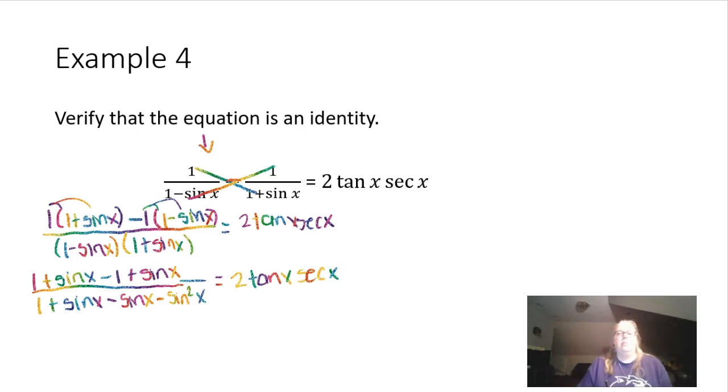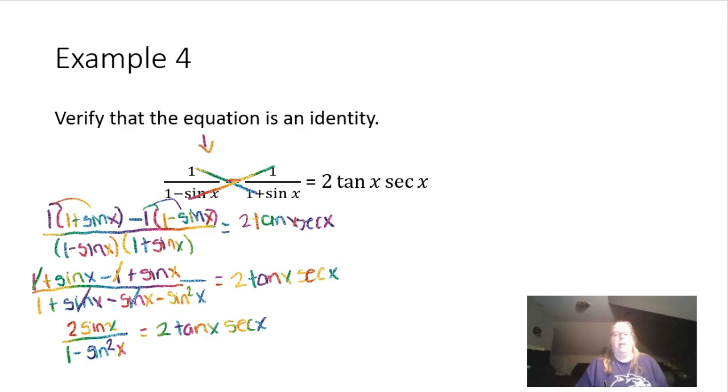All right, let's simplify in the numerator and in the denominator. In the numerator, I can see that the 1's are going to cancel out because one is positive and one is negative. And then the sine plus the sine, that's going to give me 2 of those sines. In the denominator, I can see this positive sine and this negative sine are going to cancel. That's going to leave me with 1 minus the sine squared of x. And this is equal to 2 times the tangent of x times the secant of x.